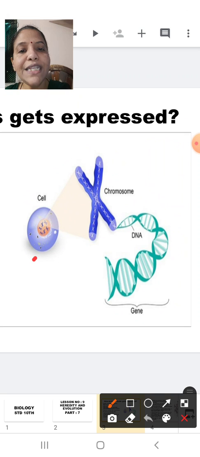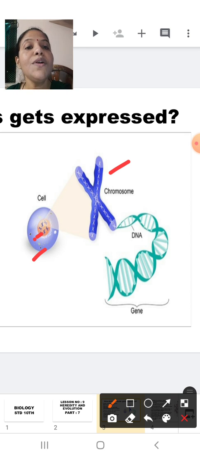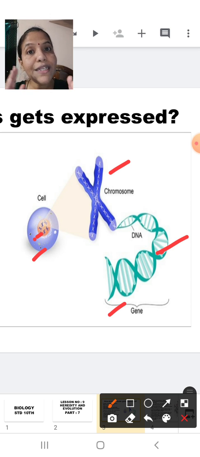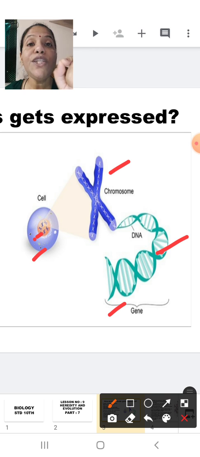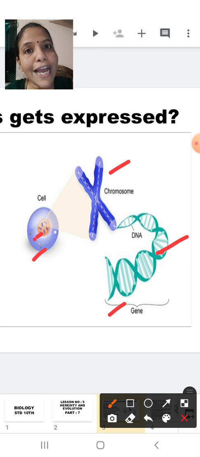So, all of you can see this is a cell. Inside the cell, what is there? Nucleus is there. What does the nucleus contain? The nucleus contains chromosome. What does the chromosome contain? The chromosome contains DNA. And DNA contains what? DNA contains gene. Now, what does the gene do? Now, gene is a part of a DNA which produces a protein. And when gene produces a protein, it gives us a particular character.